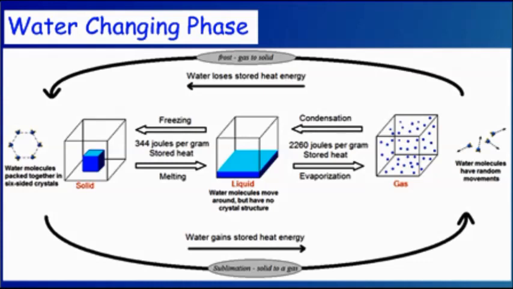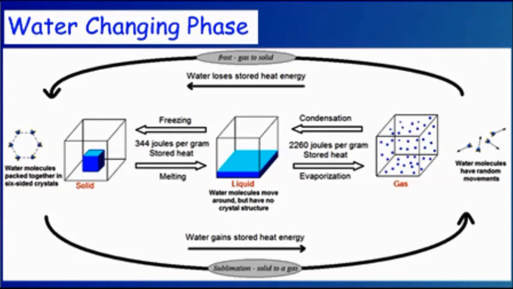And then going back the other way, when that gas condenses and turns back into a liquid, it loses 2,260 joules per gram. And when it goes from a liquid to a solid, to ice, as it freezes, it is going to lose 344 joules per gram of stored heat. You see this arrow here shows that when you go from right to left, you're losing heat, and when you go from left to right, you're going to gain heat.